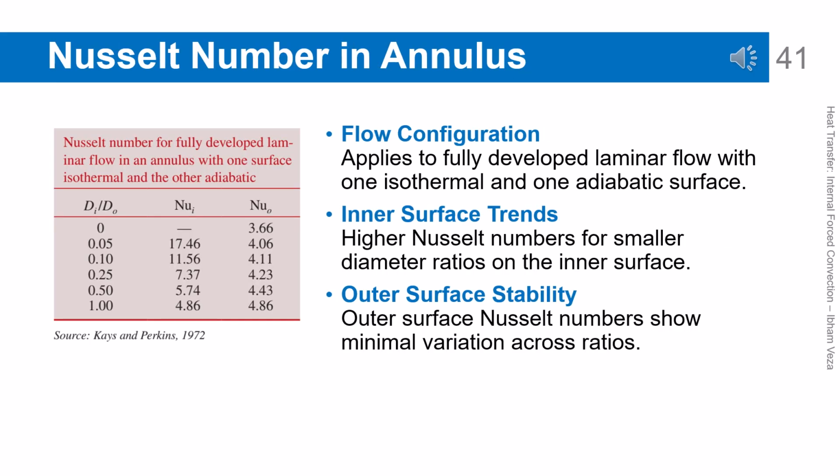Nusselt number in annulus. Flow in an annulus can be analyzed using an approach similar to pipe flow. The Nusselt number depends on the ratio of the inner and outer diameters. For the inner surface, the Nusselt number tends to be higher at smaller diameter ratios. For the outer surface, the variation of the Nusselt number is relatively small. This shows that annulus geometry strongly affects the heat transfer distribution.